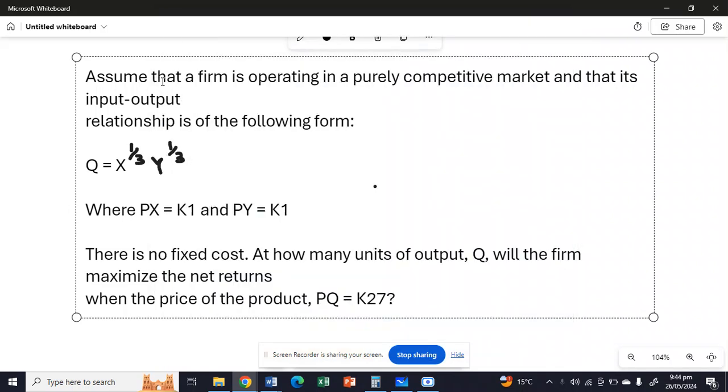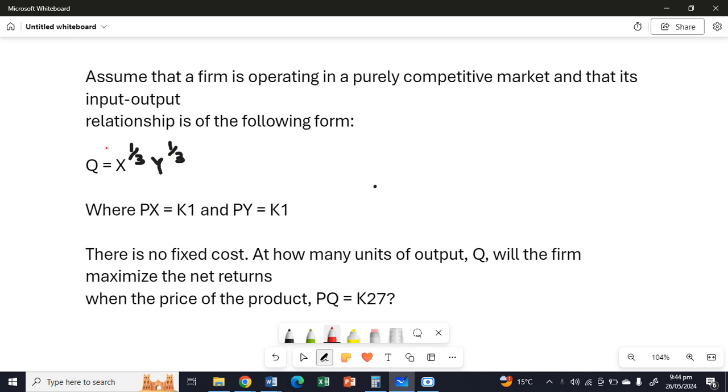Assume that a firm is operating in a purely competitive market and that its input-output relationship is of the following form. Here Q represents the output, and x to the power 1/3, y to the power 1/3 represents the input. X and y are goods.